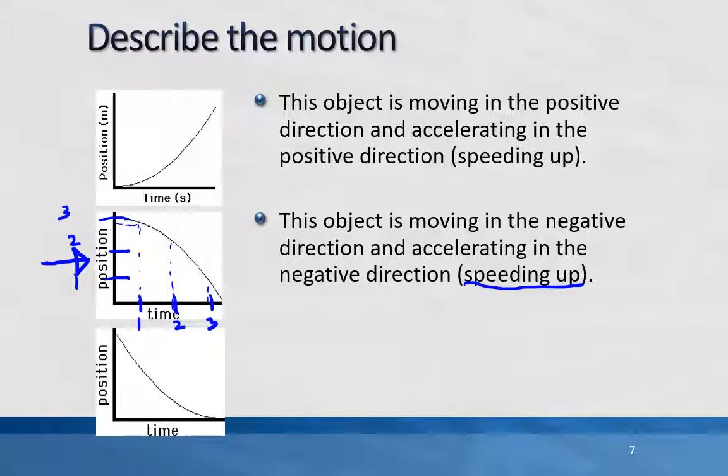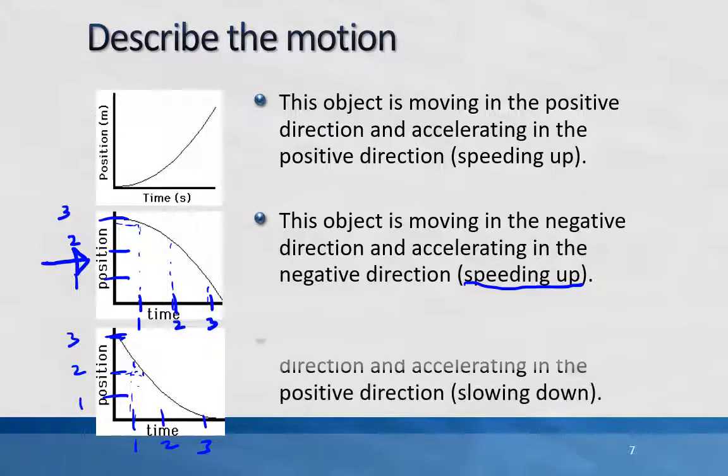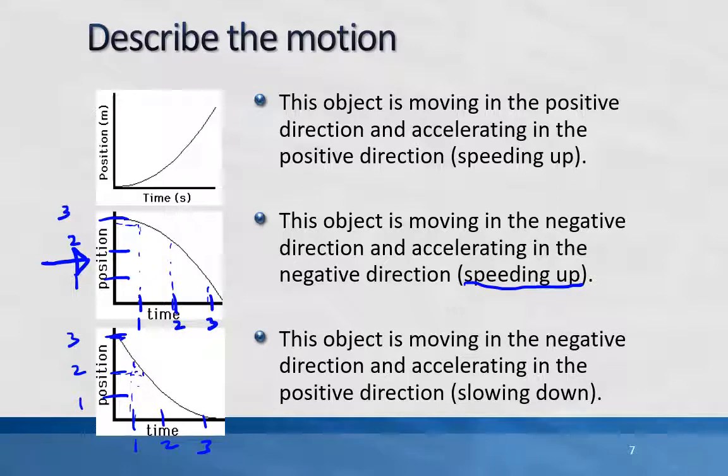Now in the last one, 1 second, 2 seconds, 3 seconds, let's say, and 1 meter, 2 meters, 3 meters. After 1 second, it's moved all the way from the 3 meter mark to the 2 meter mark, or pretty close to it. Okay, and then after the next second it hasn't moved as much. So in the last one, the object's moving in the negative direction, and it's actually slowing down.